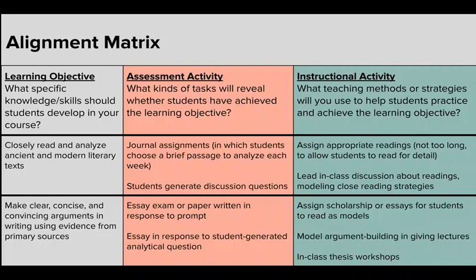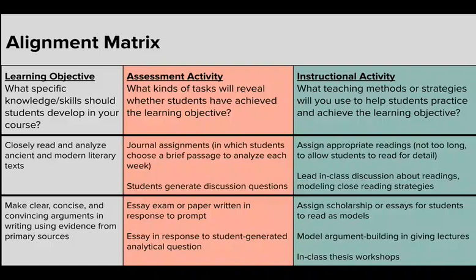And then finally, the instructional activities that we can consider to help students practice this before they're being assessed and learn these skills, so they see somebody modeling closely reading and analyzing a text. To help students practice and to help students achieve these goals, what can we do? First of all, in my class, I like to make sure I'm assigning appropriate reading, so things especially that aren't too long, so that I can allow students to read for detail when I want them to closely read and analyze texts. And something else that I can do is lead in-class discussion about the readings and model these close reading strategies for them. I particularly like to display the text on the screen so they can see what I'm doing when I'm reading and pointing out various aspects of the text.